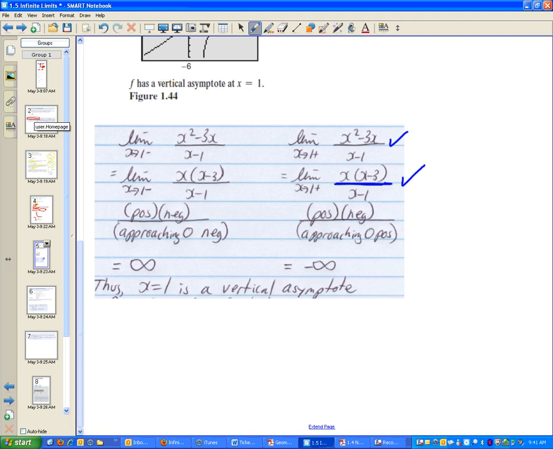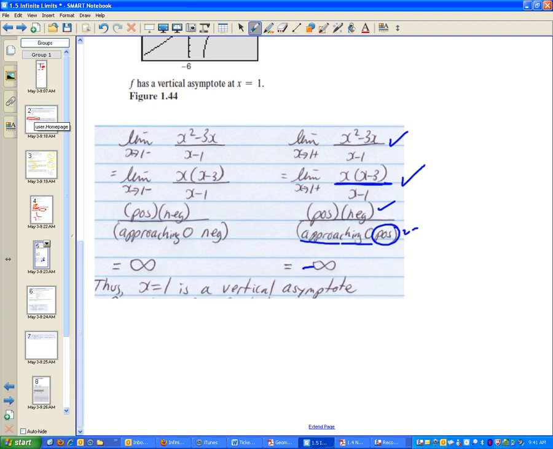As x approaches 1 from the right, that's from numbers larger than 1. So I'd be like 1.1. Well, 1.1 minus 1 is a positive number. 1.01 minus 1 is a positive number. 1.00001 minus 1 is a positive number. So the denominator is approaching 0, and it's positive. So I know that it's infinity or negative infinity. I've got a negative numerator divided by a positive denominator. I get negative infinity.